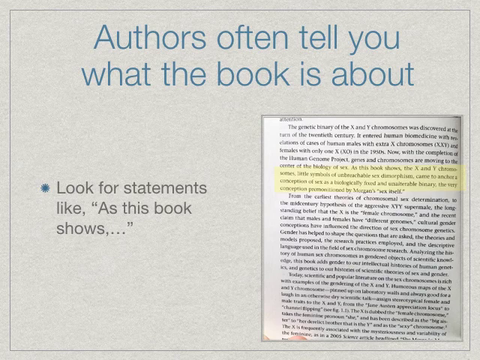Okay? Authors often will tell you what the book is about, so you want to look at these kinds of statements. As this book shows, the X and Y chromosomes, little symbols of unbreachable sex dimorphism, came to anchor a conception of sex as a biologically fixed and unalterable binary, the very conception premonitioned by Morgan's, quote, sex itself. So you want to look for these kinds of statements, as this book shows, or as I will demonstrate, things like that.